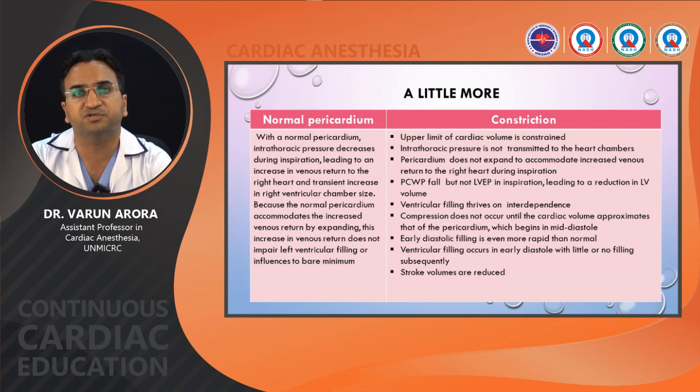In case of constriction, the upper limit of cardiac volume is constrained, and intrathoracic pressure is not transmitted to the heart chamber. The pericardium does not expand to accommodate increased venous return to the right heart during inspiration, and the pulmonary capillary wedge pressure falls, but not the left ventricular pressure in inspiration, leading to the decrease in left ventricular volume. Ventricular filling thrives on interdependence, and compression does not occur until the cardiac volume approximates that of the pericardium, which begins in mid-diastole. Early diastolic filling is even more rapid than normal. Ventricular filling occurs in early diastole with little or no filling subsequently, and the stroke volumes are reduced.